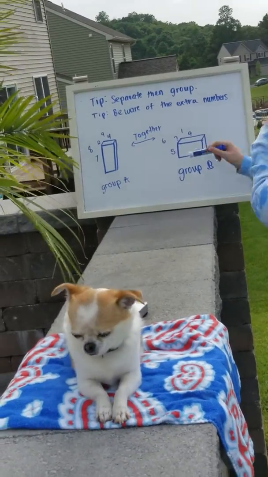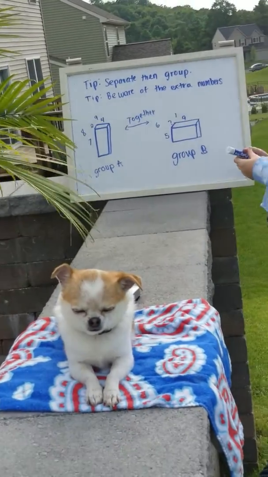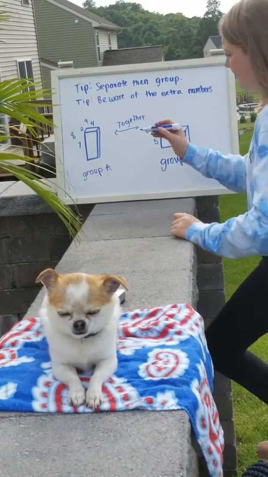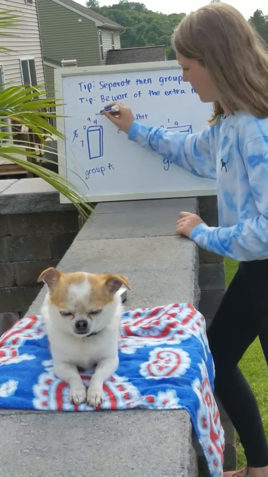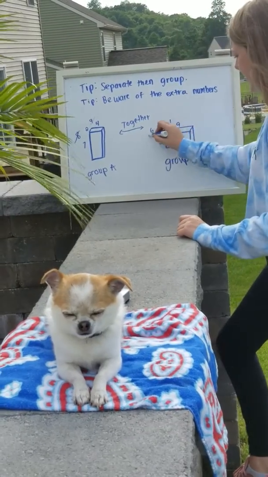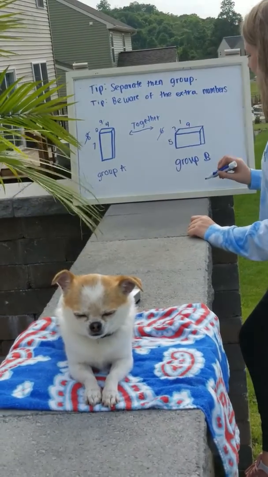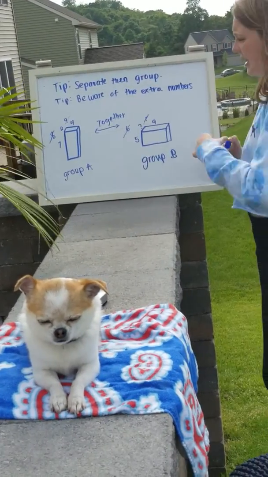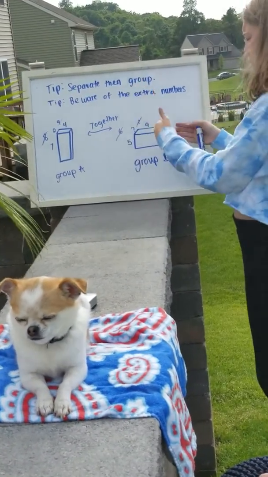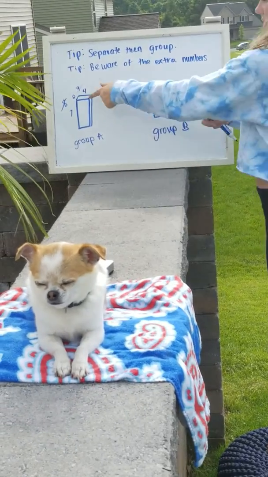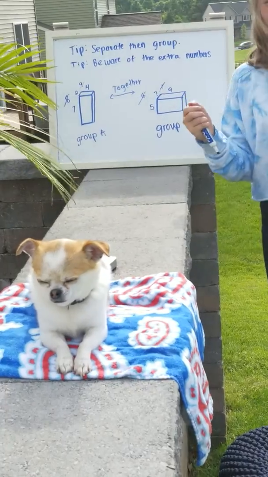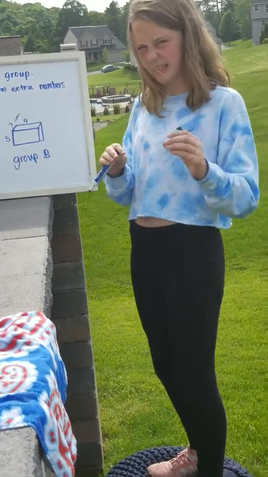Next tip is beware of the extra numbers. There are some extra numbers floating around, and I will tell you which ones are which. 8 is an extra number, and 9 is an extra number. 6 is an extra number, and 1 is an extra number. You can tell because they're not close together as the other numbers are, and they're just at random spots that don't really make sense.